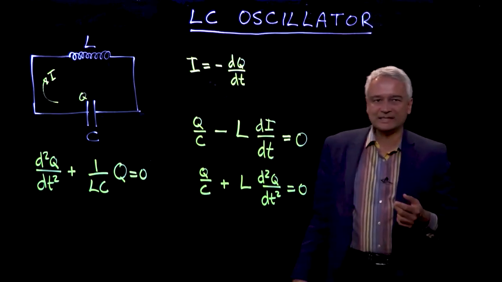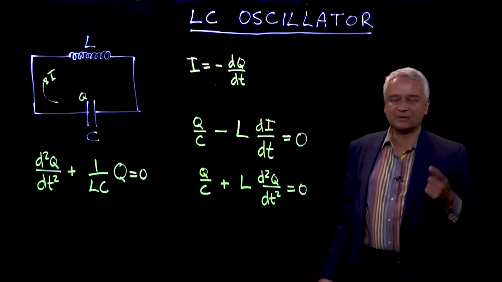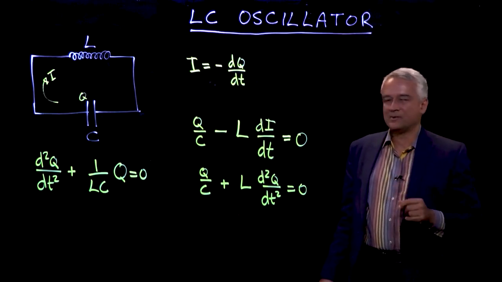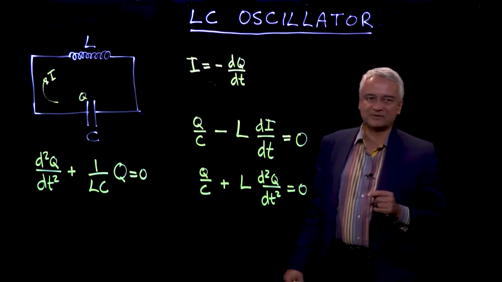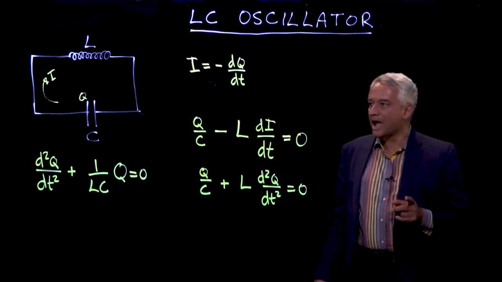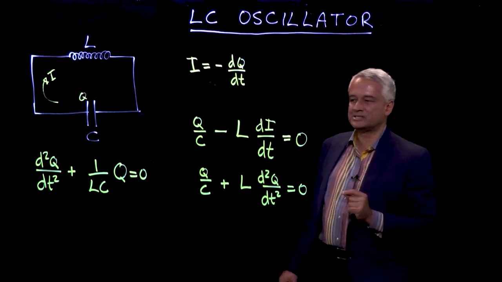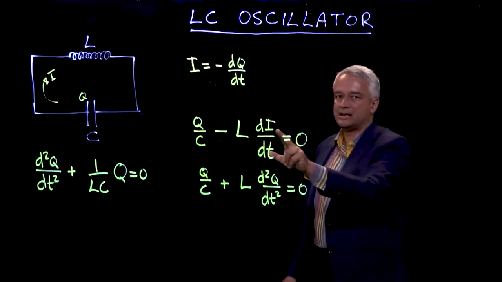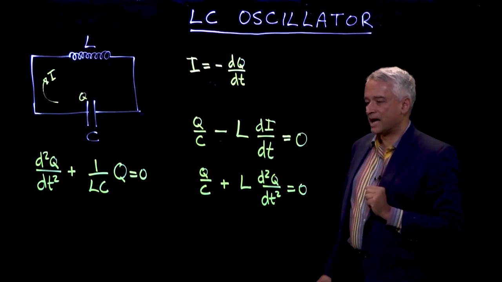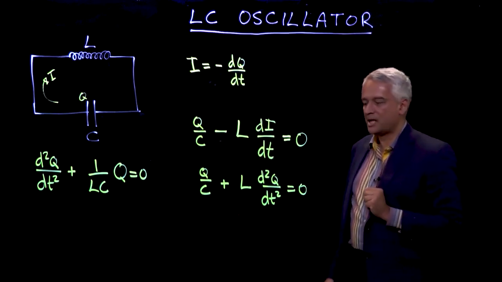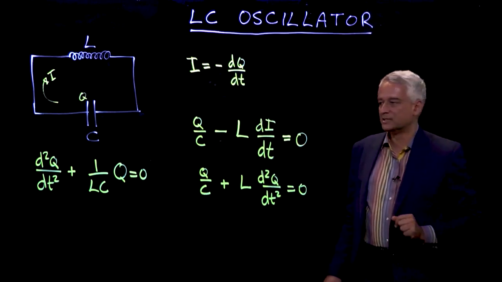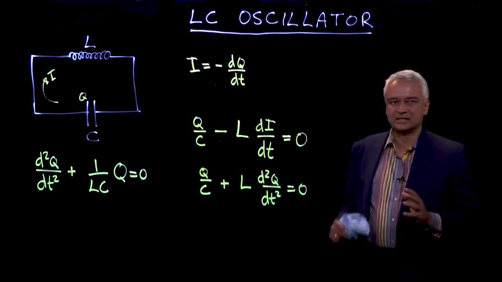Remember that when we did RC circuits, we ended up with a differential equation with Q and Q dot. And when we did RL circuits, we ended up with a differential equation with I and I dot. Now, when we do LC circuits, we end up with a differential equation with Q and I dot. And I dot is Q double dot, so I have a differential equation with Q and Q double dot. Second order equation describes oscillations. Voila.